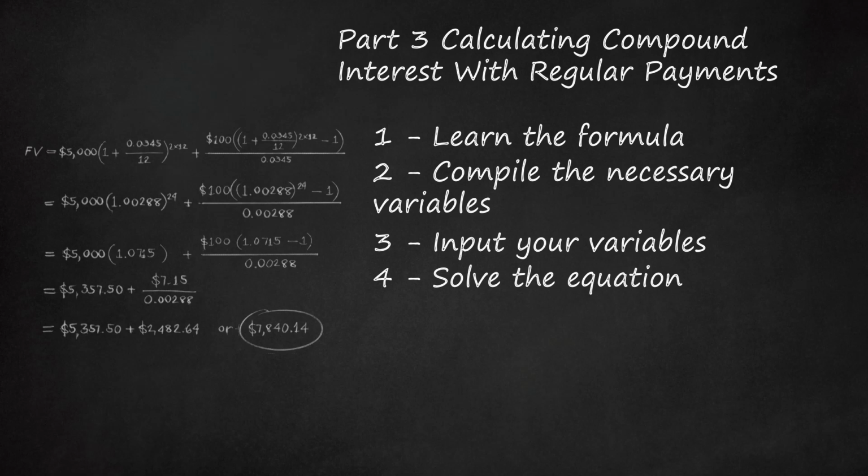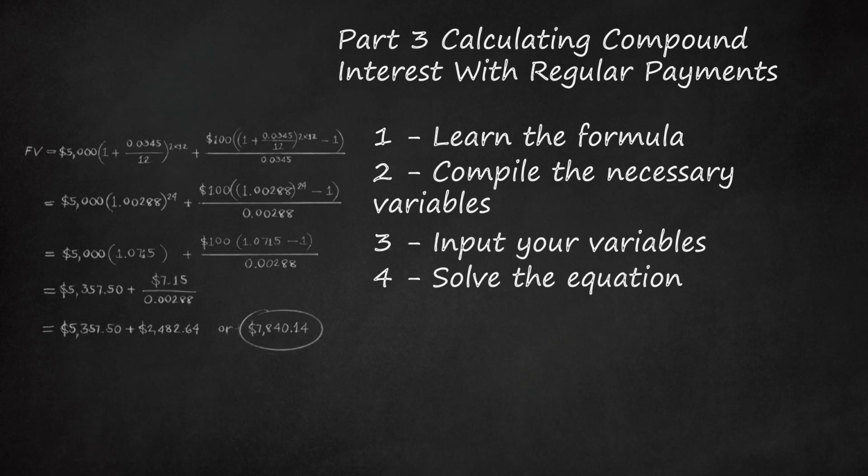FV = $5,000(1 + 0.00288)^(2*12) + $100((1 + 0.00288)^(2*12) - 1)/0.00288.